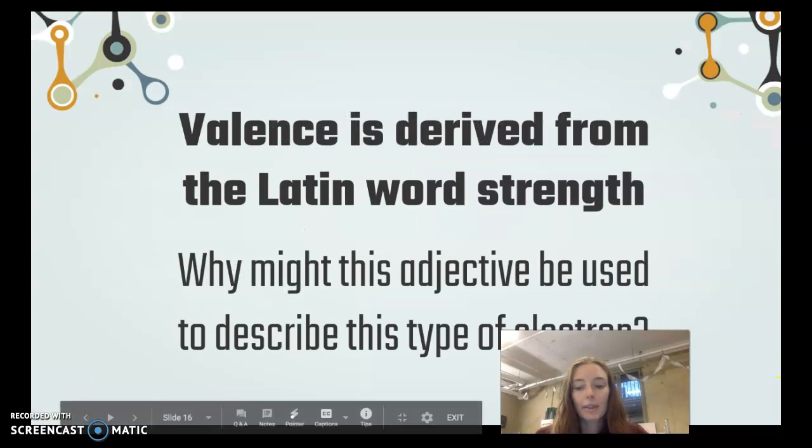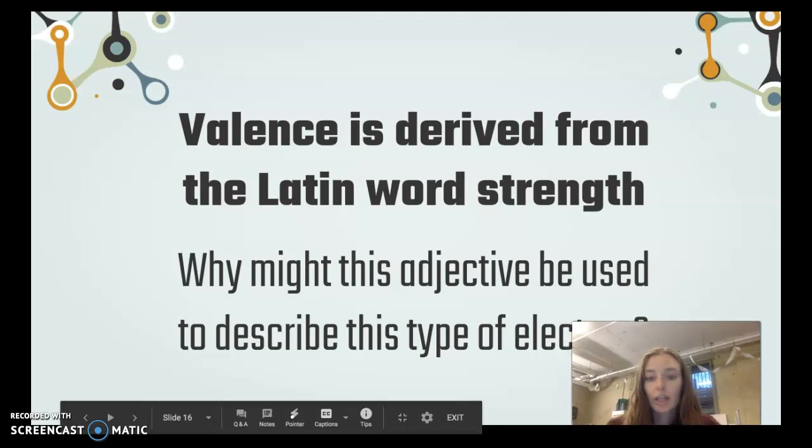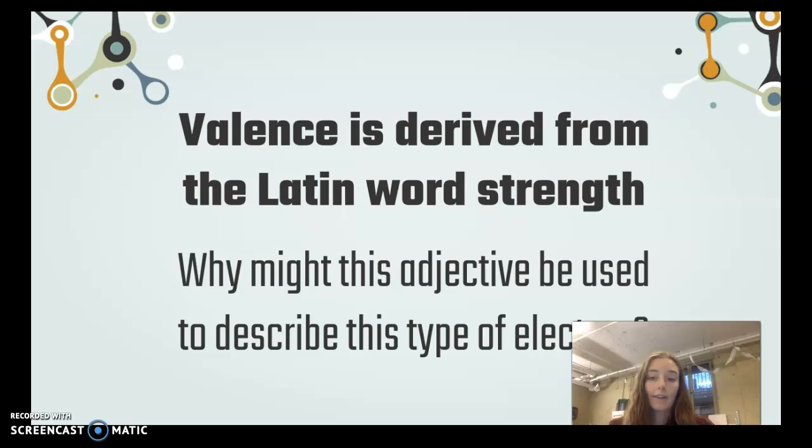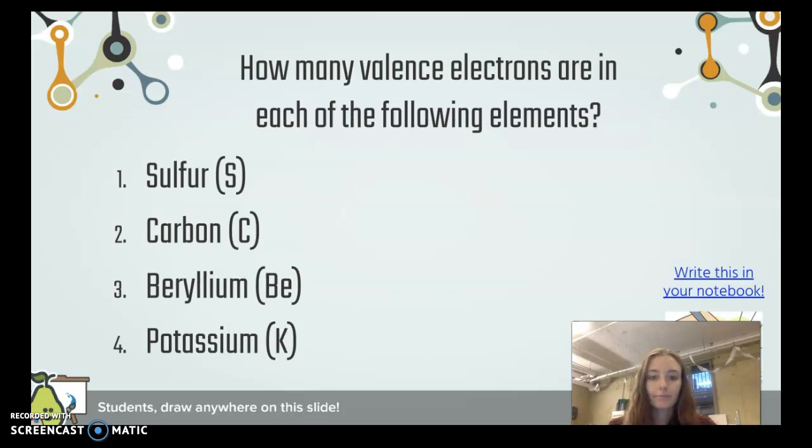Valence is derived from the Latin word for strength, which is just helping us remember that these do have a big influence in our reactions and they are strong.